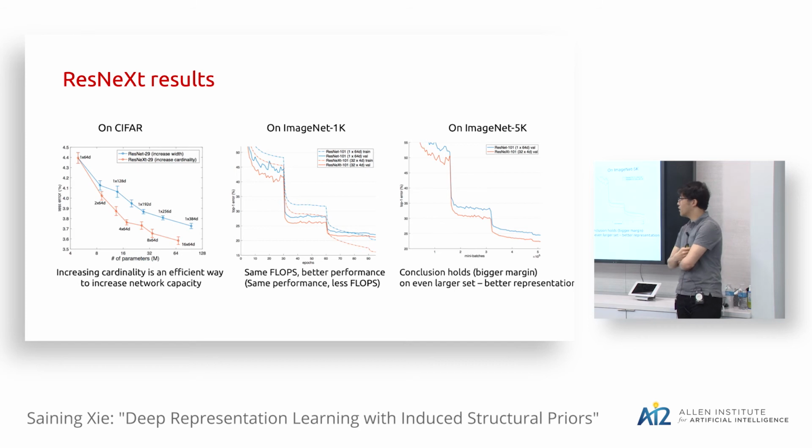Okay, here are some results. On CIFAR datasets, what we want to show here is that increasing the cardinality is an efficient way to increase network capacity. These two lines here, the blue curve and the red curve, show the choice between increasing the width of your network or increasing the cardinality of your network. As you can see, under the same amount of computation, increasing the cardinality is always better than just increasing the width of your network.